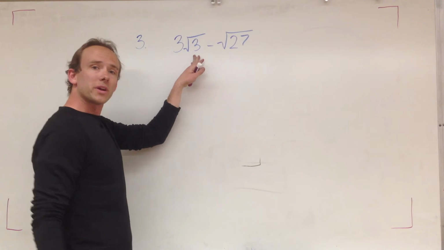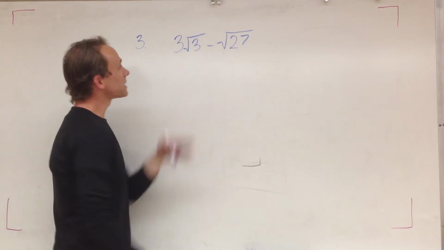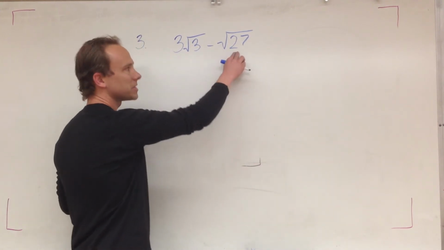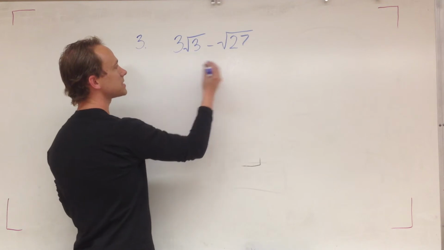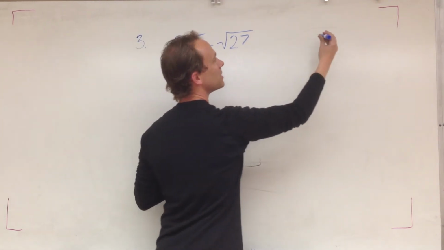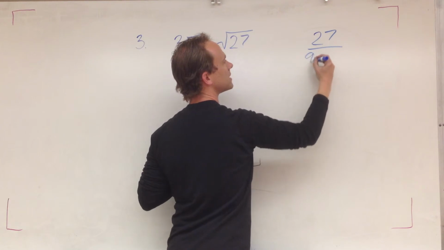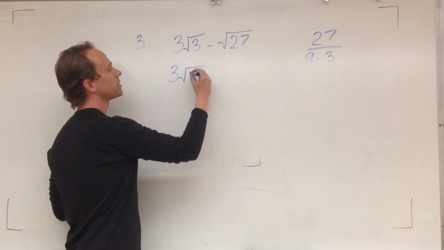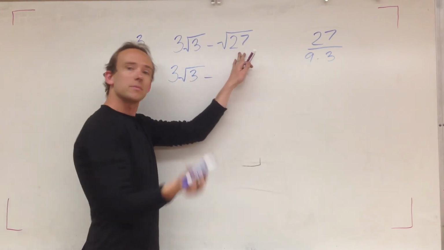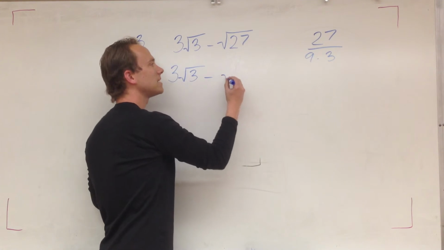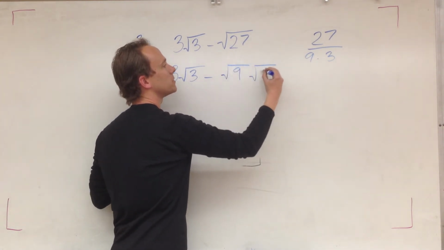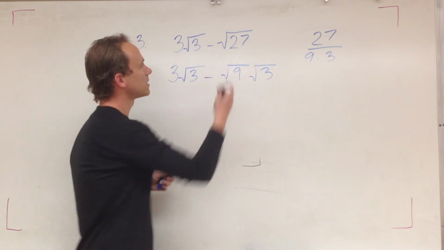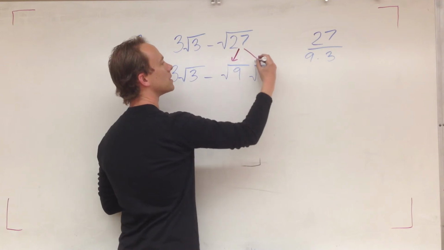So, this is root 3. We want to try to make this have a root 3. Because 3 and 27 ain't the same number. So you can't add them because they ain't like terms. But 27, we know a little something about 27, is that that's 9 times 3. So let's see what we got. So we got 3 root 3 minus, not 27. I'm not going to write 27 because I'm representing that as root 9 times root 3. The square root of 27 is equal to the square root of 9 times the square root of 3. Boom, boom.